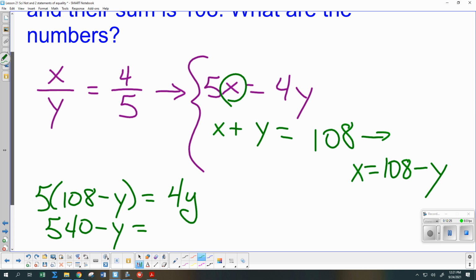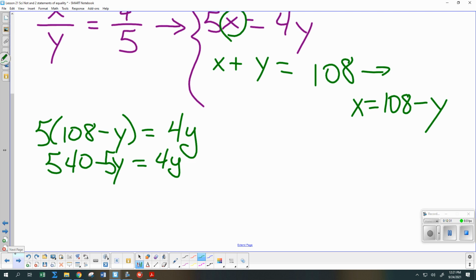540 minus y is 4y, or no, minus 5y. Told you guys to be checking me. At least I caught that one myself. Add 5y to both sides.